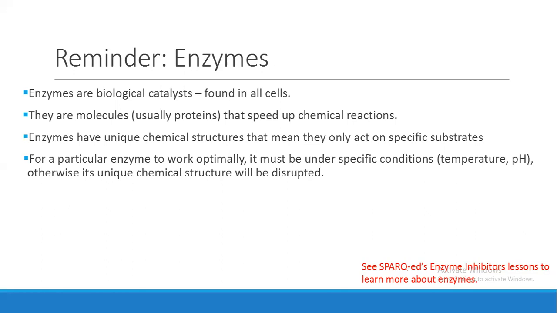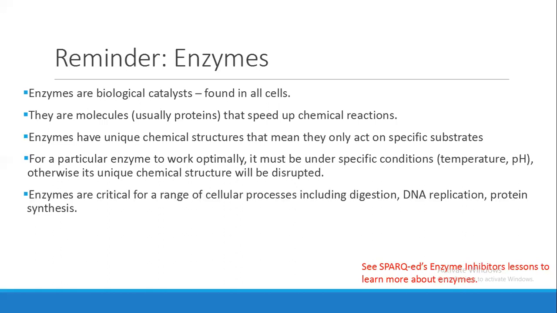For a particular enzyme to work optimally, it must be under specific conditions like temperature and pH. Otherwise, its unique chemical structure will be disrupted. If suitable conditions like temperature and pH are not present, then the enzyme will never work, because its structure and its working characteristics are totally disrupted and its chemical nature destroyed. It is most familiar that when the structure of a protein is disrupted or changed, then it will never work normally.